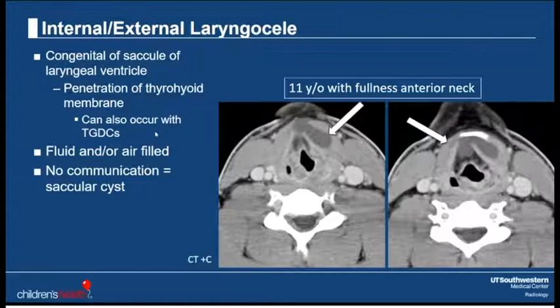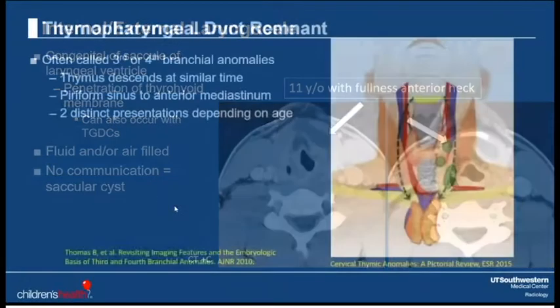Fluid and/or air may be present within the cyst. And here we see a predominant external component, but the internal component extends through the thyrohyoid membrane in this child that actually did not have communication with the airway and pathologically was proven to be a saccular cyst.